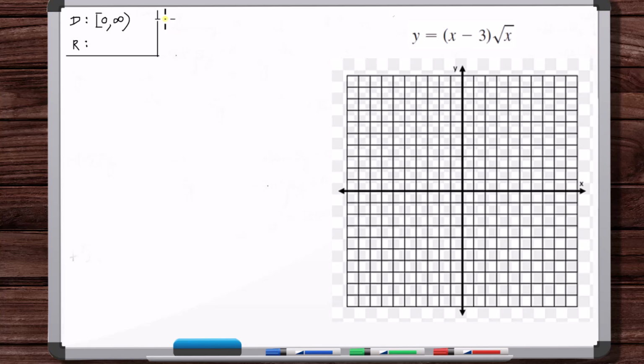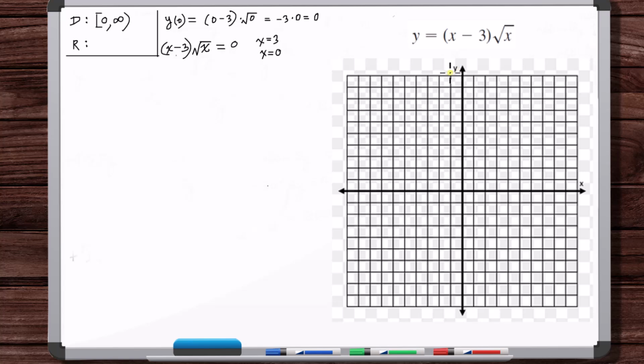All right, intercepts. Y-intercepts, set x equal to 0 and solve for y. Okay, so the origin is an x and a y-intercept. So now let's solve for any other potential x-intercepts other than the origin. Set y equal to 0. All right, so x can equal 3 and x can equal 0.